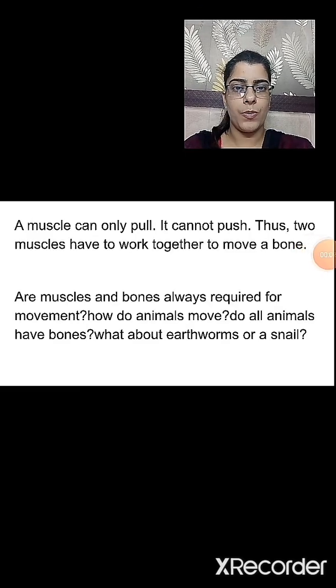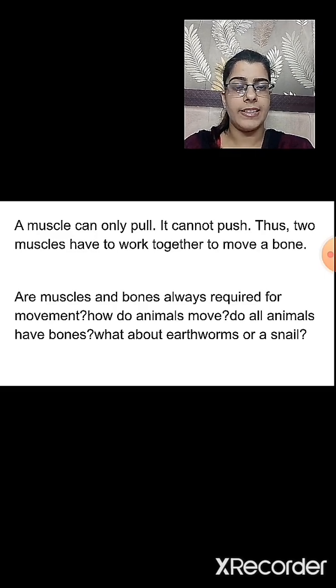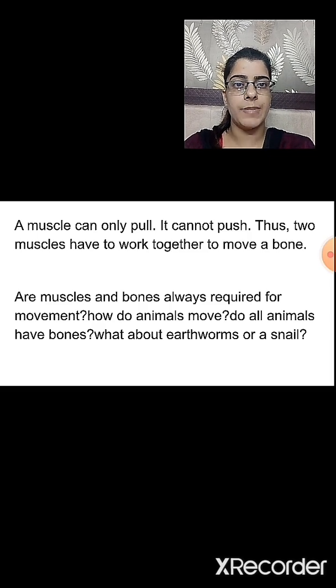A muscle can only pull, it cannot push. Thus, two muscles have to work together to move a bone. We have studied that to move a bone, the muscles work in pairs. If one of the muscles contracts, the bone gets pulled towards that muscle, while the other muscle relaxes at that time. So, muscles can only pull, they cannot push the bone.